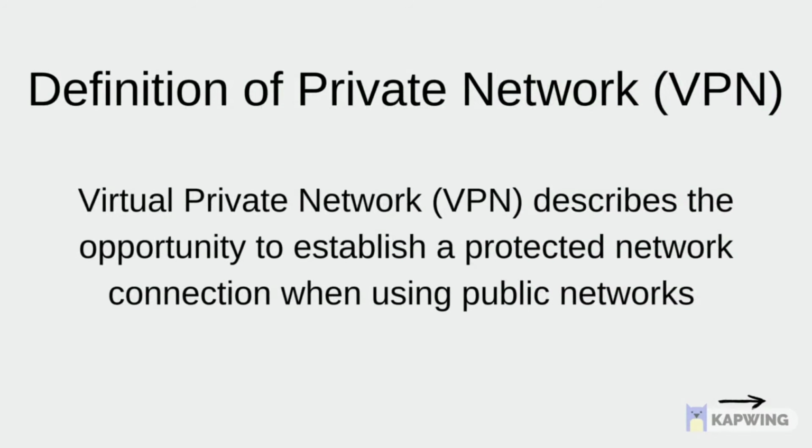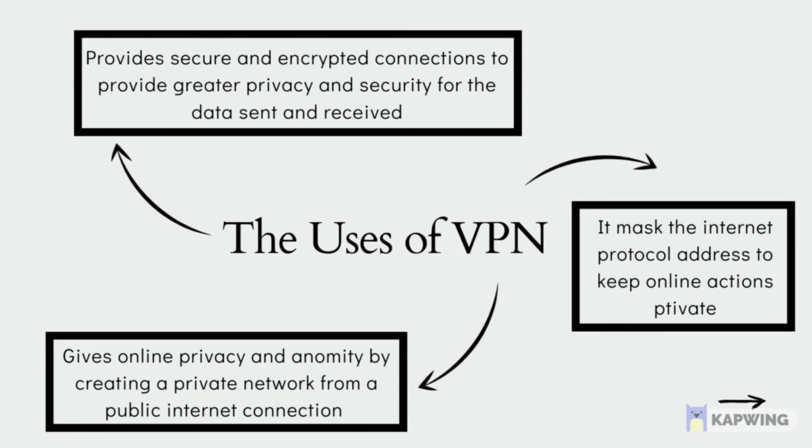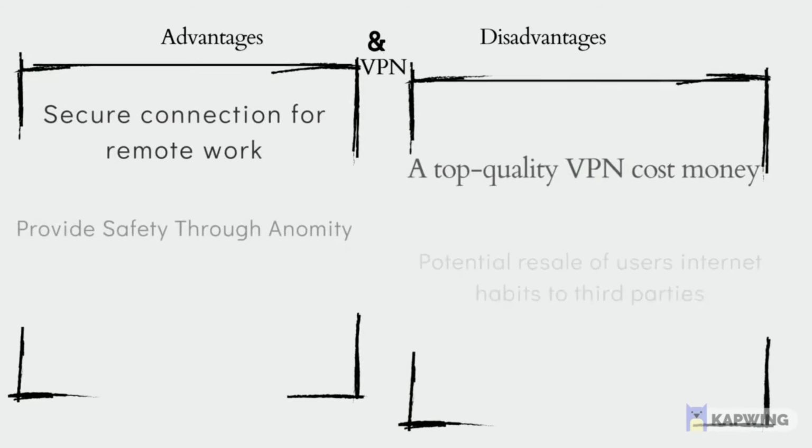VPN describes the opportunity to establish a protected network connection when using public networks. VPN provides secure and encrypted connections. It masks the internet protocol addresses and gives online privacy and anonymity by creating a private network from a public internet connection.